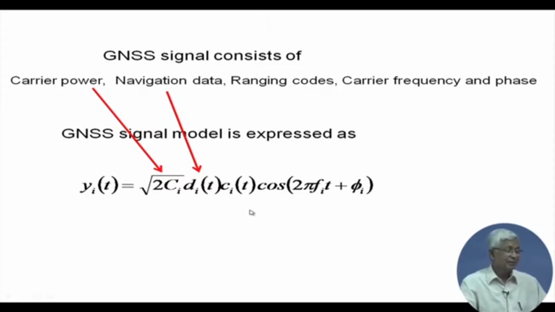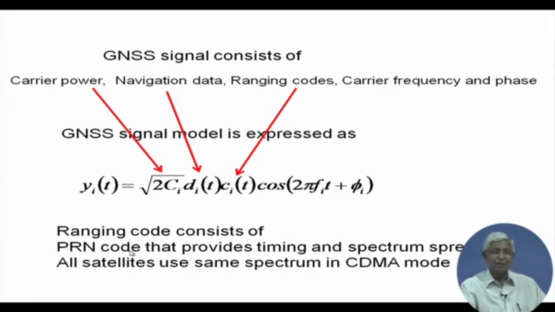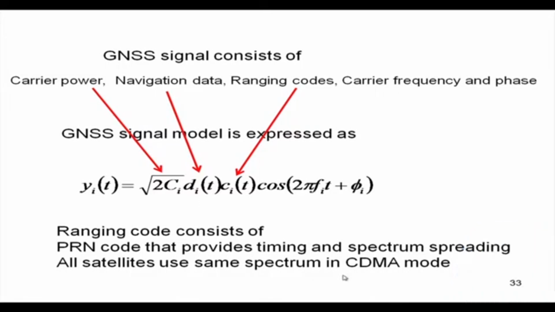The code is the ranging code c_i(t), and that ranging code consists of a PRN code unique for a satellite. So, satellites are identified by the PRN code instead of satellite number, which provides the timing and the spectrum spreading. So, all satellites use the CDMA mode of communication; mostly, GLONASS had FDMA, but they are changing over to CDMA. So almost all the satellite navigation systems are using the CDMA mode of communication. So, this is that ranging code, which serves the purpose of overlapping over the same bandwidth as well as unique identification of the particular satellite as well as time mark.